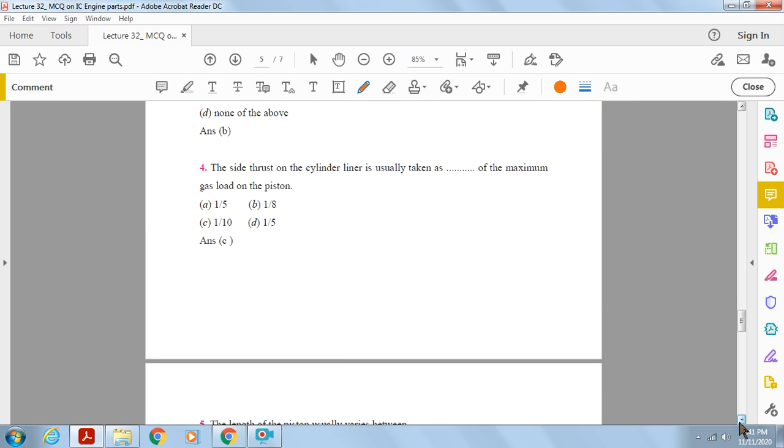Question number 4: the side thrust of the cylinder liner is usually taken as how many times the maximum gas load of the cylinder. As you know, go and refer to the previous slide that I have already shared for the cylinder design. The side thrust R is generally 1/10 of the maximum gas load, that is P. So the correct answer is option C, that is 1/10.